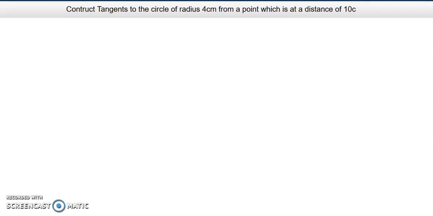Let us consider the question. Construct tangents to the circle of radius 4 centimeters, that is, the radius of the circle is 4 centimeters, from a point which is at a distance of 10 centimeters. That is, the external point is at a distance of 10 centimeters from the center of the circle.